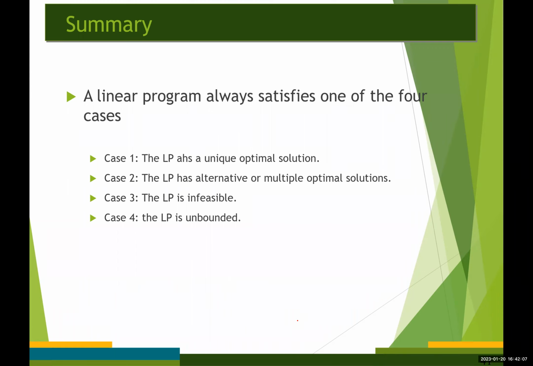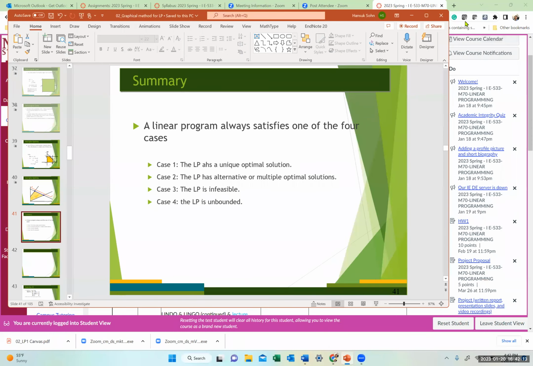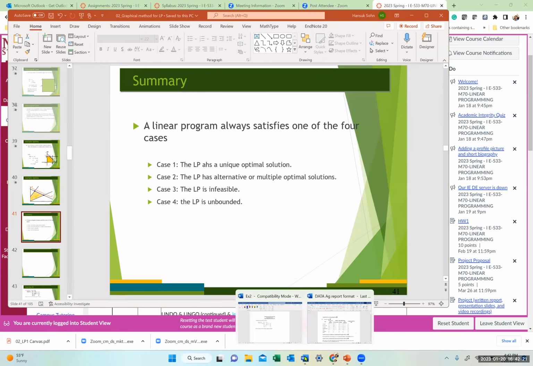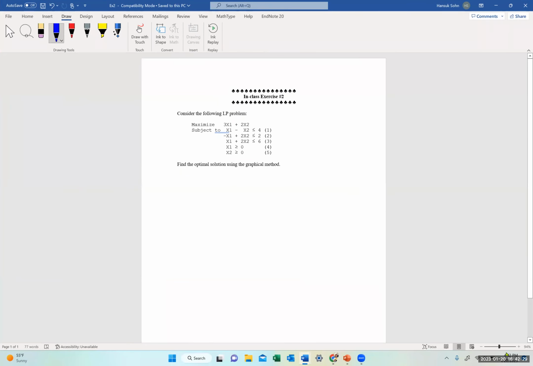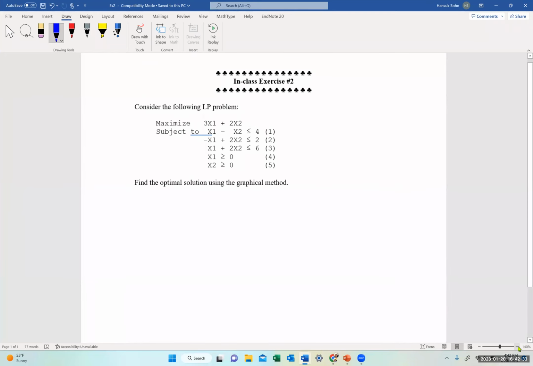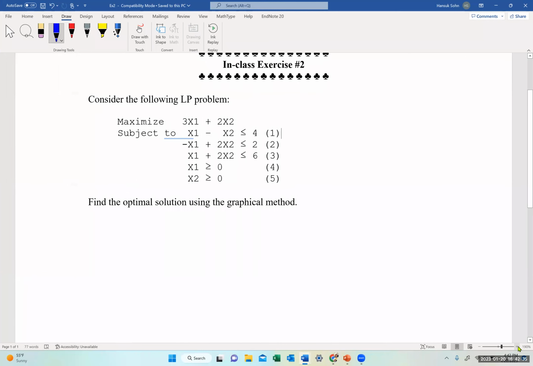Since we have some time left, let's consider one exercise problem. I think this one. Okay, so let's consider this exercise problem. Let me zoom in a little bit.